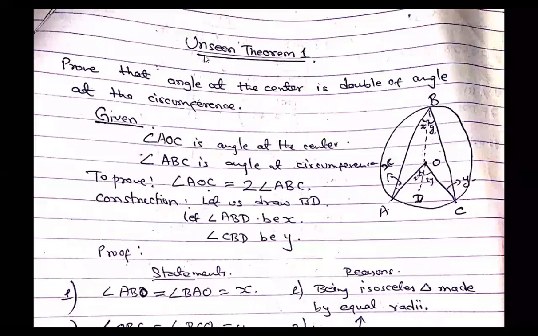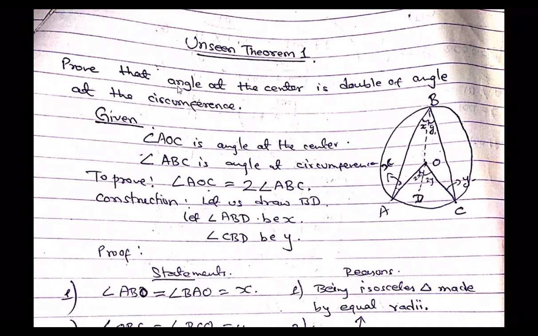In this video, I'm going to again repeat unseen theorem number one. So this is the question: prove that the angle at the center. We have done this type of question in an experiment to verify, so let us prove it in the theoretical proof also. Unseen theorem means it will come for 5 marks.